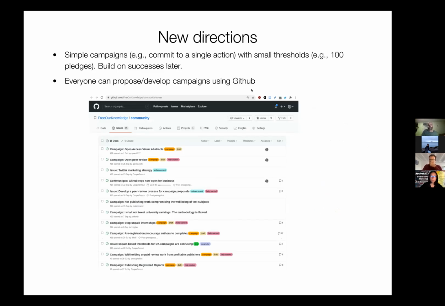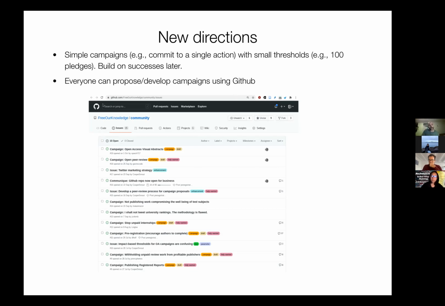These campaigns are intended to be quite simple. So all we're going to ask for initially is just people to commit to a single action, and also to target much smaller thresholds. So we're looking to target, say, 100 people. And then once we get that 100 people, everybody takes that single action together. The idea is if we can start small, get some successes, then we can work out which campaigns are being successful and build on those to have ever larger campaigns down the track.